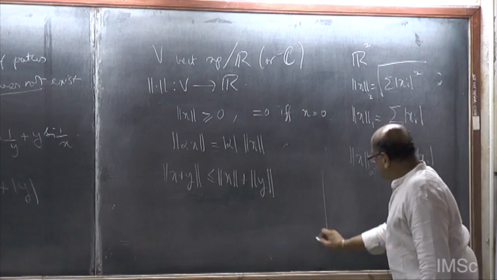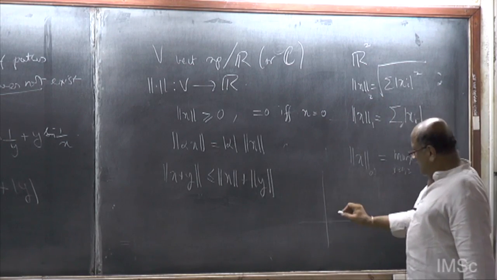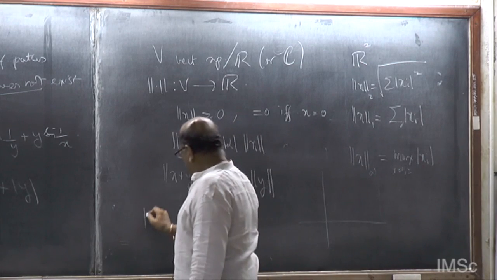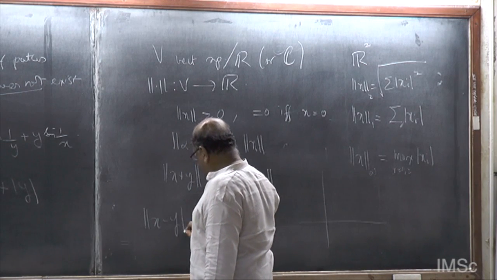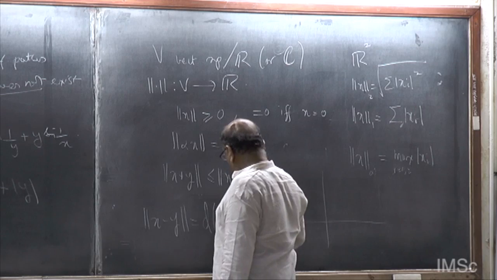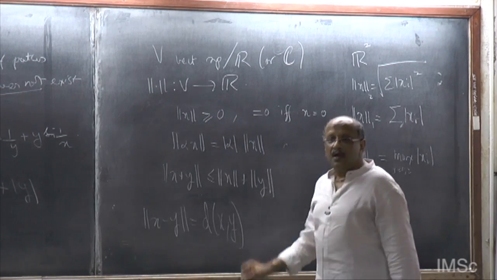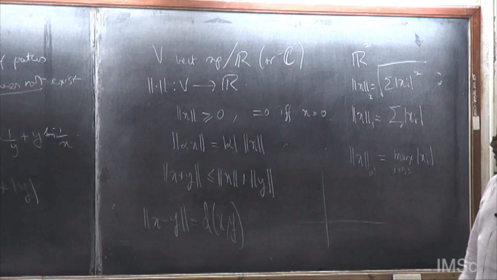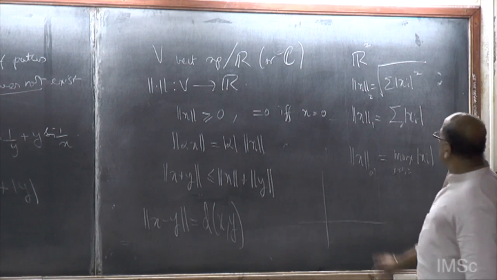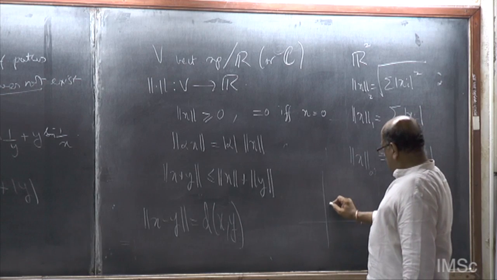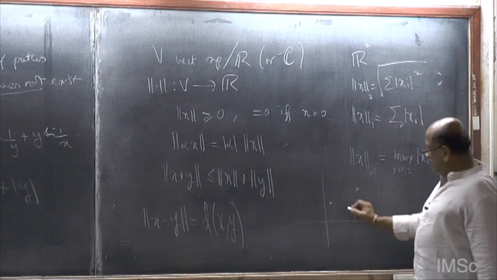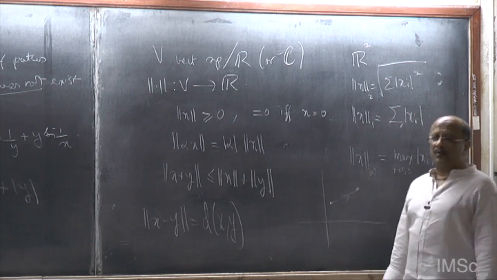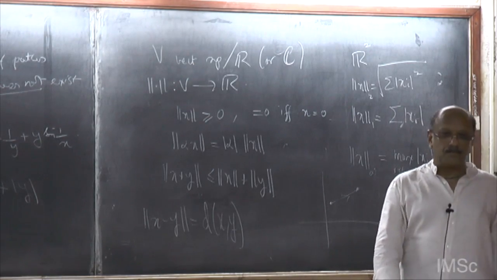So, what does the first one mean? If you take norm of x minus y, this obeys all the properties of a distance, of a metric. So, you get a metric space immediately. So, the first one says, if I have 2 points, it is the distance as the crow flies.